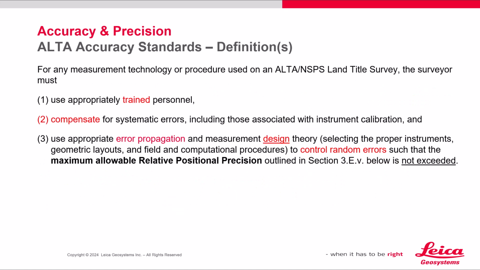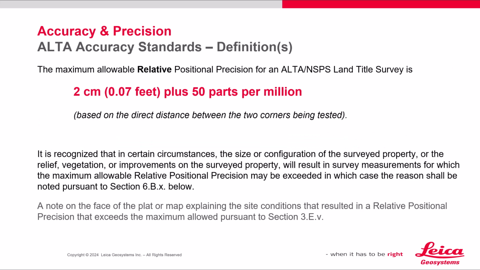For any measurement technology or procedure used for these, it says use trained personnel, compensate for systematic errors, just like we spoke of, and use the appropriate error propagation and measurement design theory to control the random errors, reduce mistakes and blunders, and adjust for the systematic error. So the ALTA standards take the error and statistical theory seriously, and we should too. What that standard says is that you have a 2 centimeter constant error plus 50 parts per million.